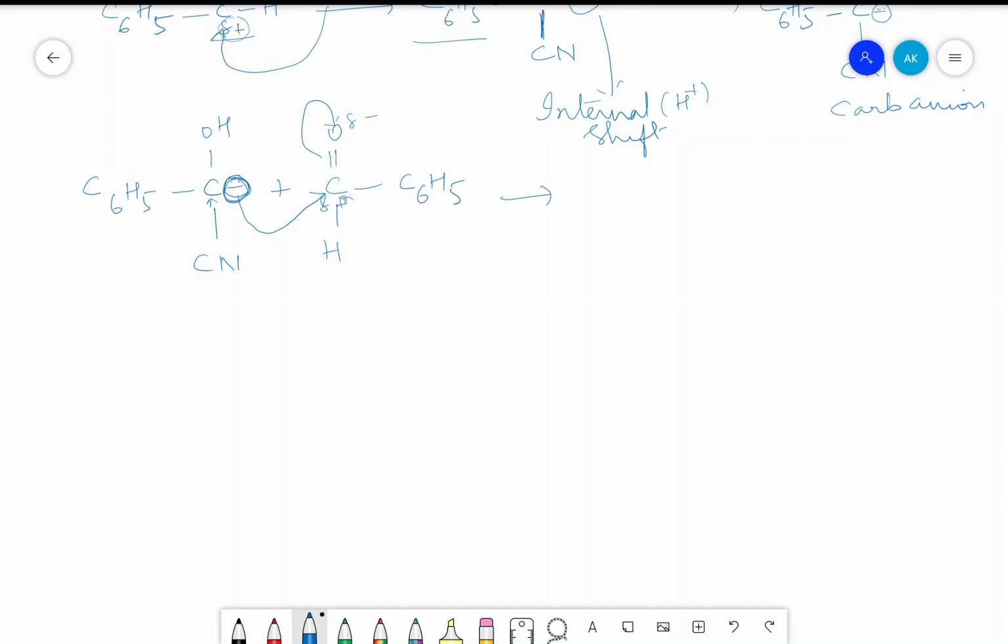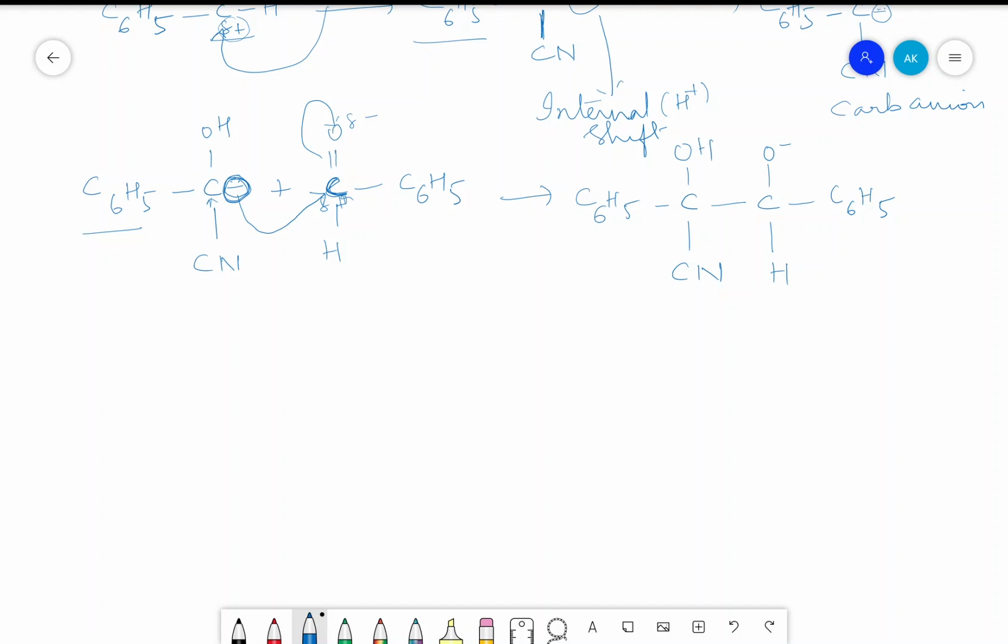Thus we see a condensation reaction where C6H5 is as it is, COH and CN here. A new bond is formed due to the negative charge on carbon. This carbon is the particular carbon we have written here. This O will have a negative charge, hydrogen as it is, and C6H5. Now we are very close to the product, that is alpha hydroxyketone.